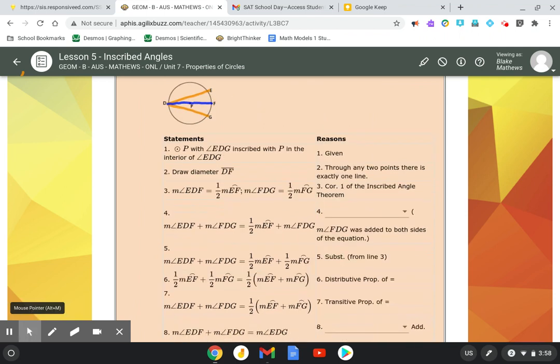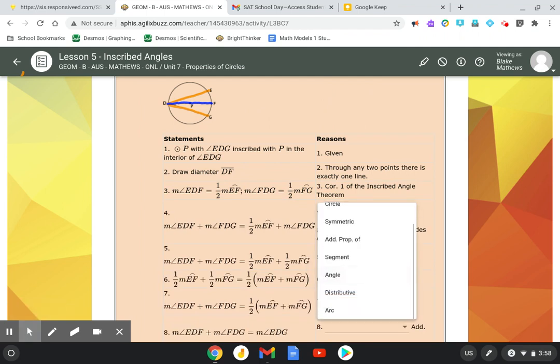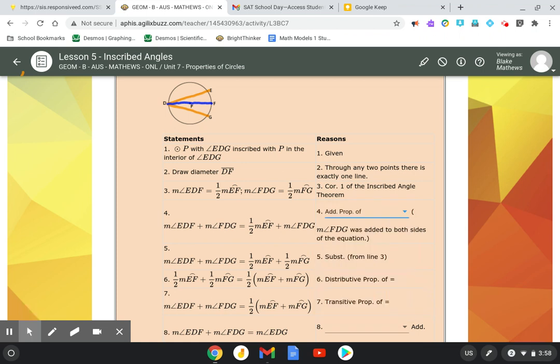Well, it says FDG was added to both sides of the equation. That means we're doing some sort of equality property. So we're doing the addition property of equality. There should be an equal sign in that statement. This should say addition property of equality. All right. Like I said, sorry, I think it might have cut out. That should say equality there. It should be the addition property of equality.